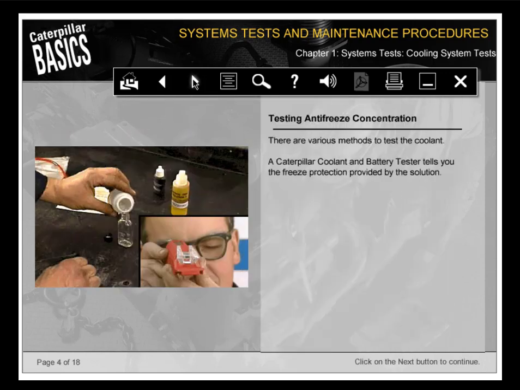There are various methods to test the coolant. A Caterpillar coolant and battery tester tells you the freeze protection provided by the solution.